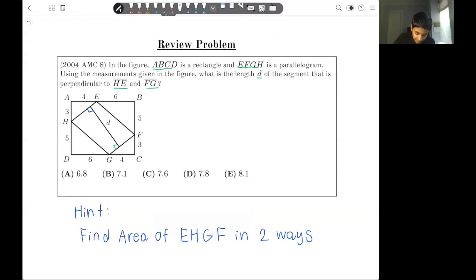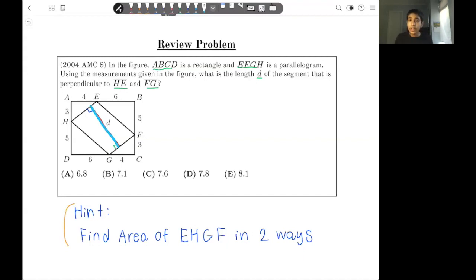So this random segment, what does a segment really have to do with anything? Well, the only thing we really know is that it's an altitude and this forms a 90-degree angle. And I gave a hint over here to find the area in two different ways. The reason we do this is because we have this height, this altitude. The altitude forms a 90-degree angle with the base.